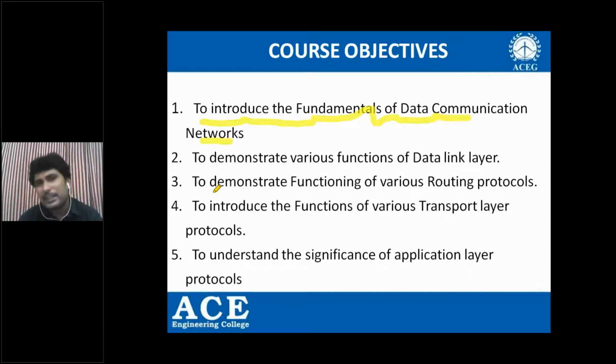Actually, the way the data is exchanged will be referred to as routing. So the routing of data is performed by one of the layers called the network layer, which we will try to understand in unit number 3.